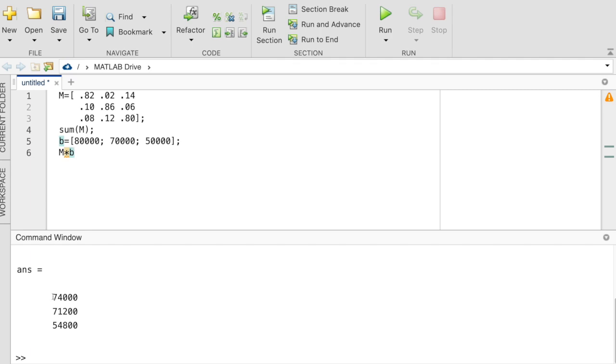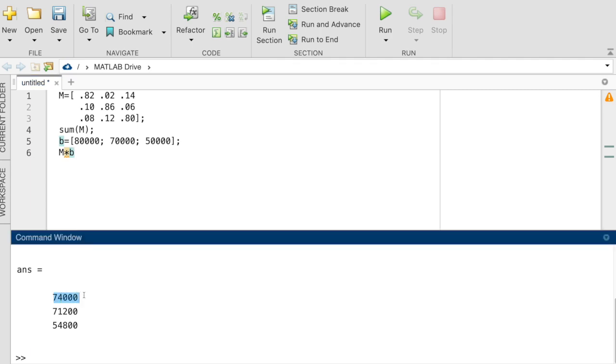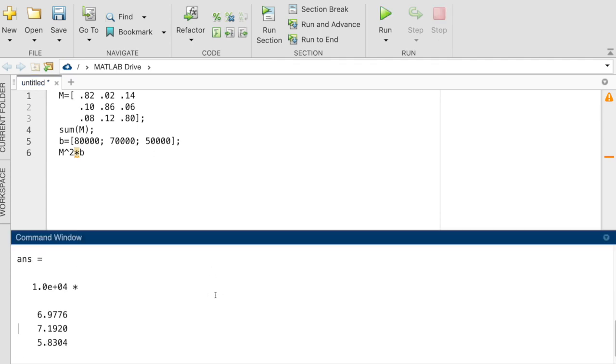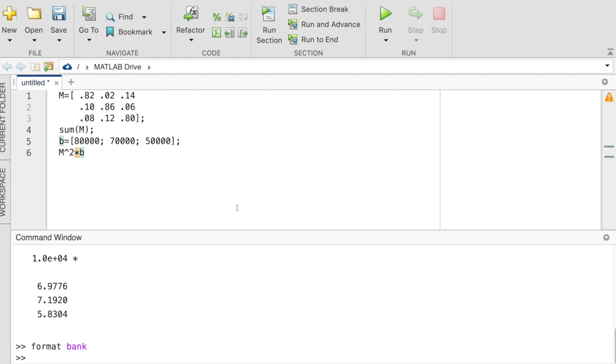Okay, so next election, A is going to win again, but maybe not as decisively. So we've got 74,000 voting for A, 71,200 voting for B, and 54,800 voting for C. That's the next election. What about the election after that? It would be M squared times B. And we can see what those numbers are, but I like switching into format bank just to not have the somewhat unnecessary scientific notation. Okay, so here we go. Now B is winning with 71,920 voters.